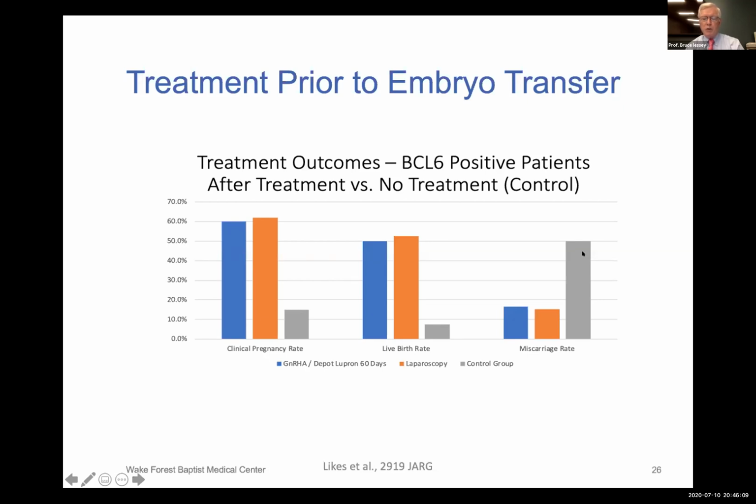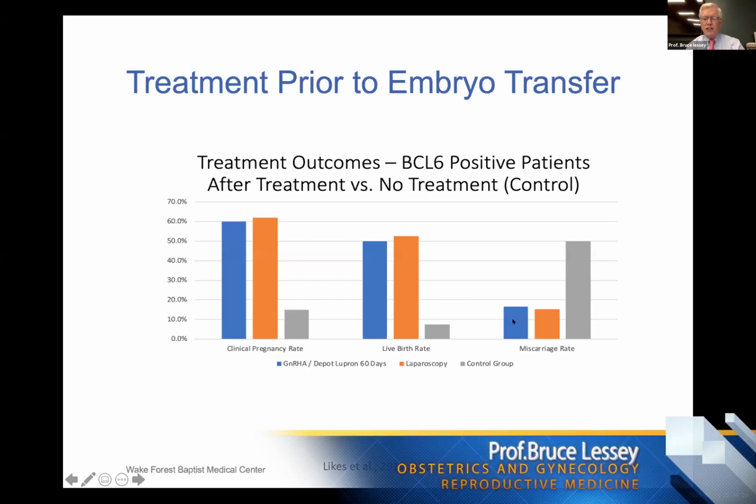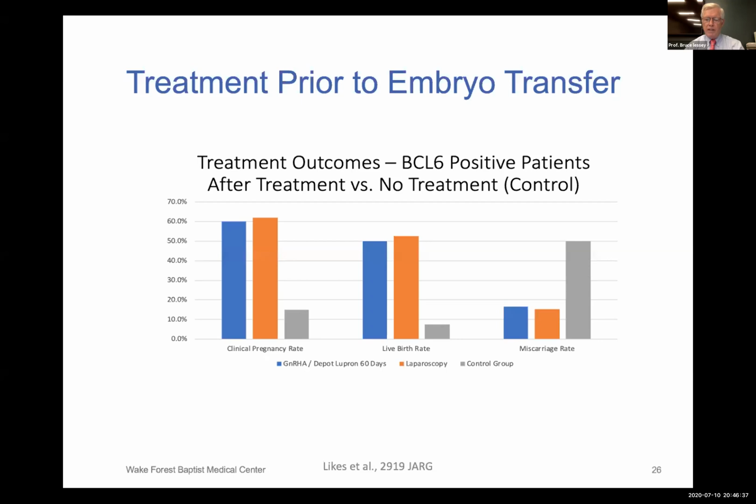But if you took that group of patients and treated them either with surgery in orange or Lupron for 2 months, as shown in blue, we had equivalent success rates that approached 60% and live birth rates that approached 50%. And the miscarriage rate fell after treatment. Again, suggesting that designer targeted treatment of patients with known endometrial receptivity defects may in fact be a way of overcoming these problems.